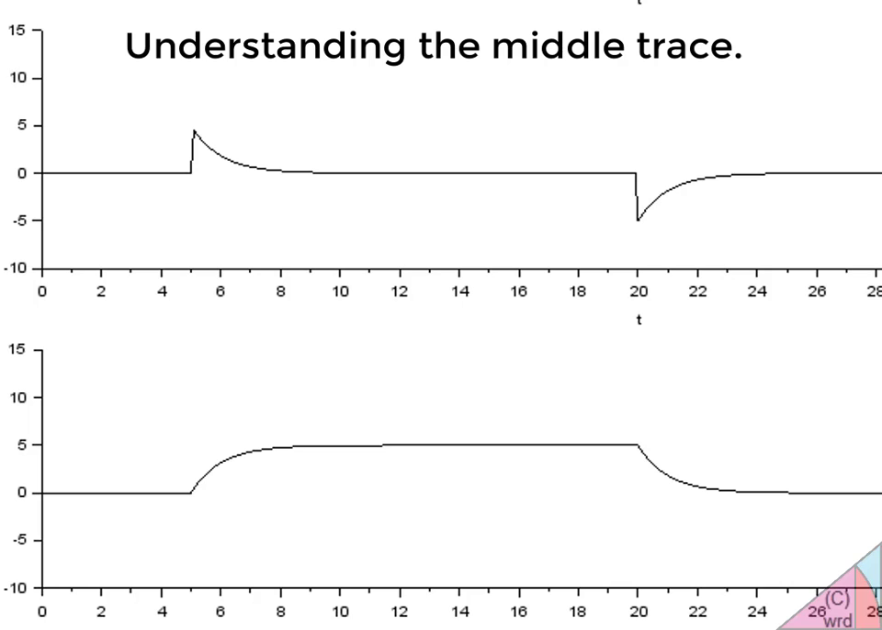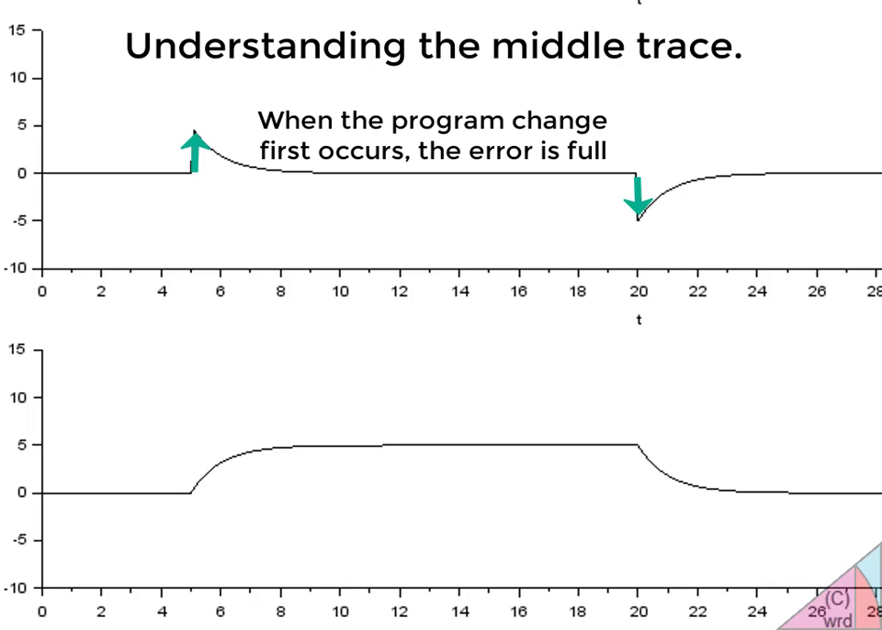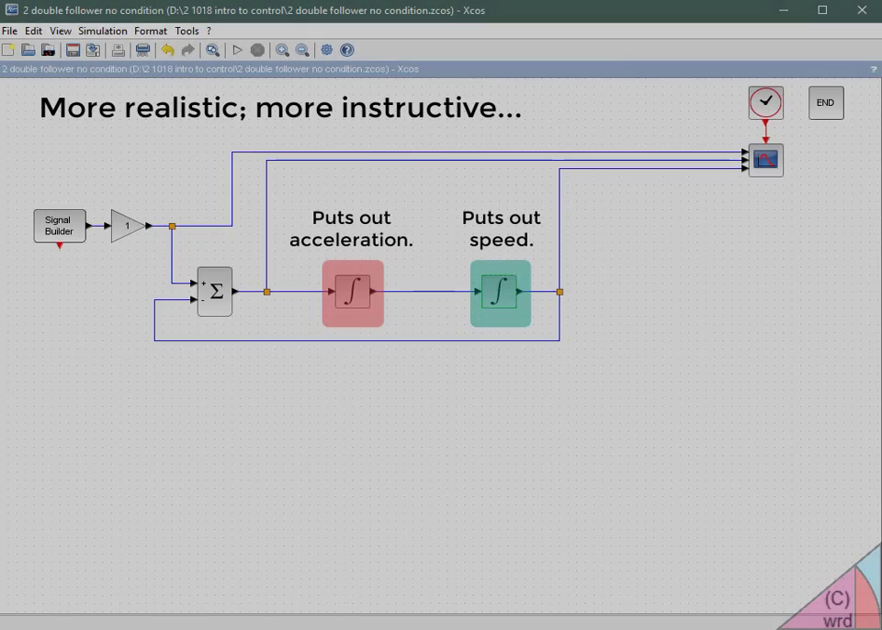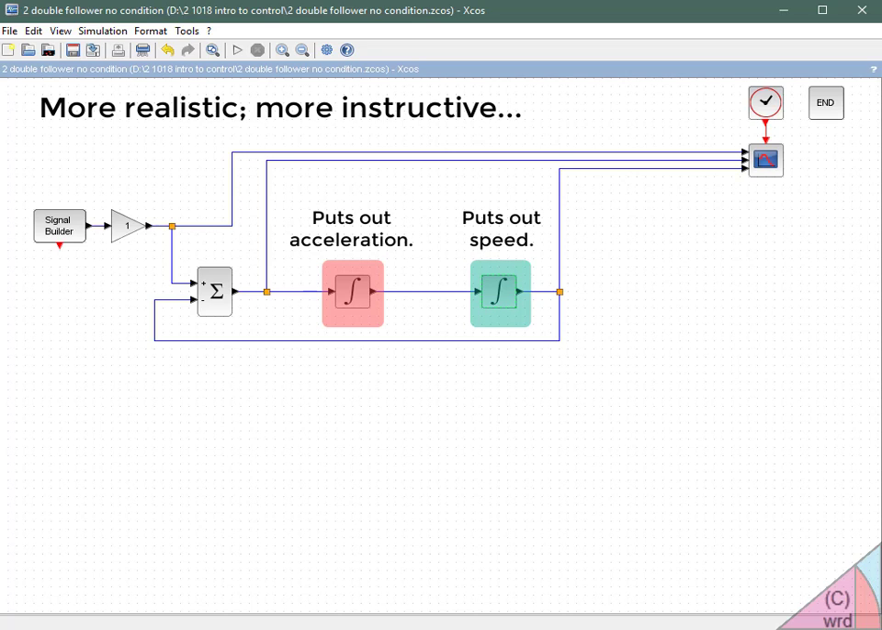The middle trace is curious looking at first glance, but we can reason out why it looks like it does. Each error transient begins with the full value of the error, so that corrective value is pumped into the account at maximum rate. When the speed error is half corrected, say at time 6 and 21, the error and correction rate can be half. A more realistic cruise control model has 2 accounts in a row.